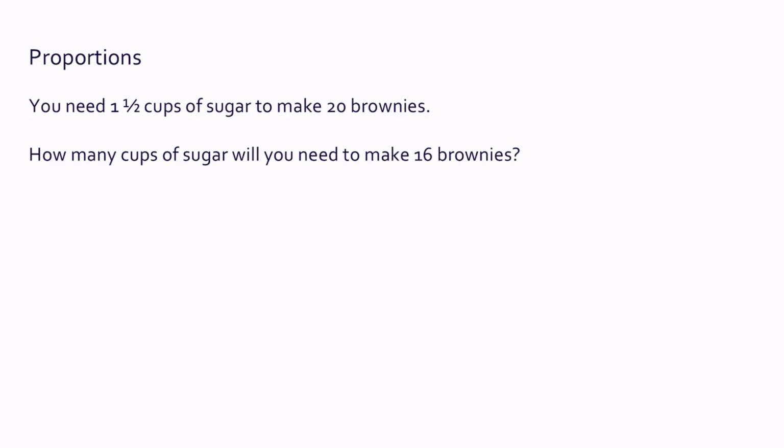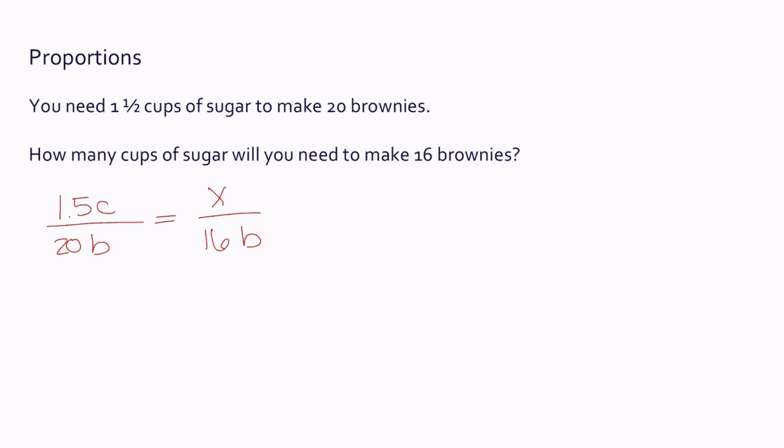All right, let's look at this a different way. Let's say we have a word problem. We need 1.5 cups of sugar to make 20 brownies. How much sugar do I need to make 16 brownies? So again, I'm saying 1.5 cups of sugar to 20 brownies, how much sugar do I need for 16 brownies?